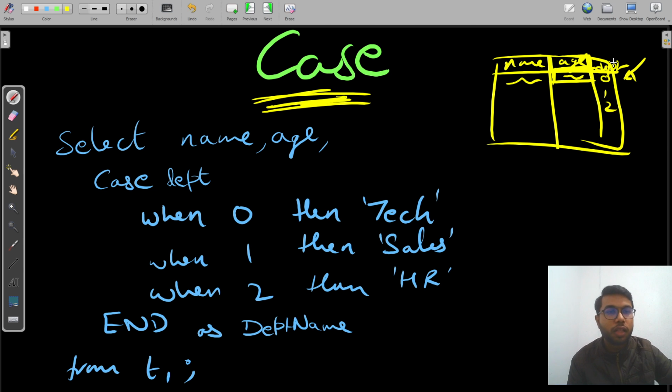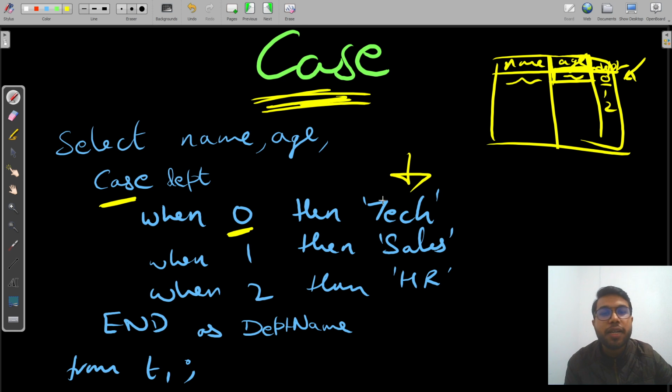So the way I've stored it is I have given each department a number, and I know what these numbers stand for, right? I don't need to remember them. I can simply code it. So what I'm doing is I'm saying select name and age, and for department, whenever the department is 0, you display tech.